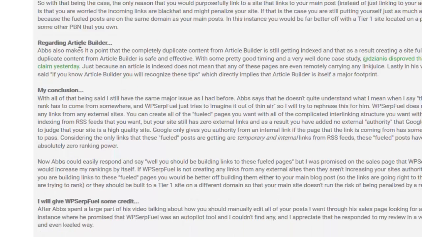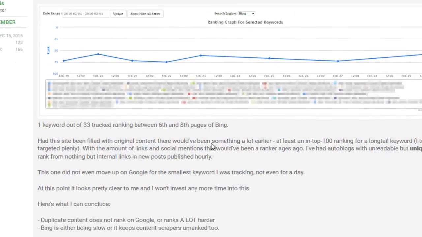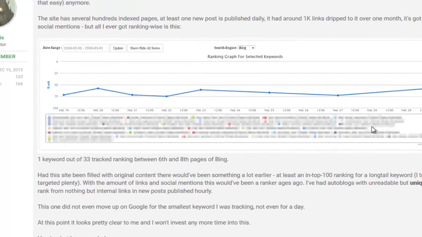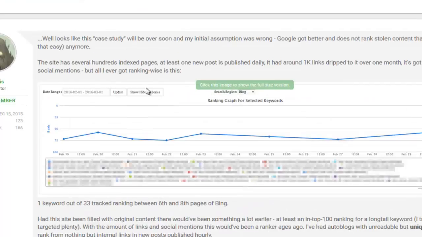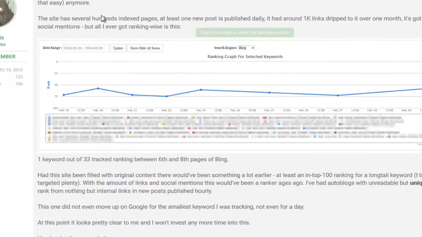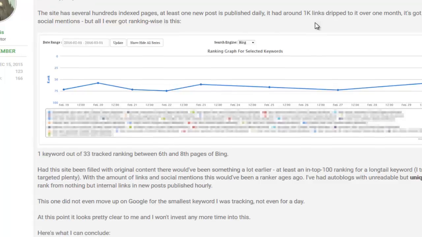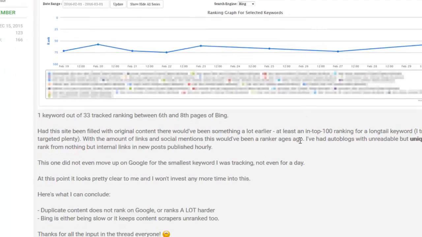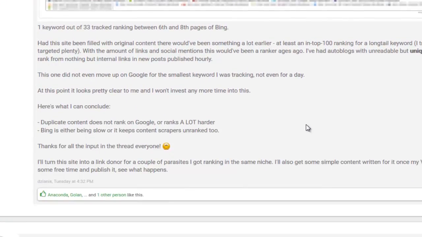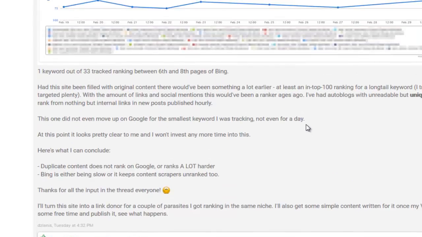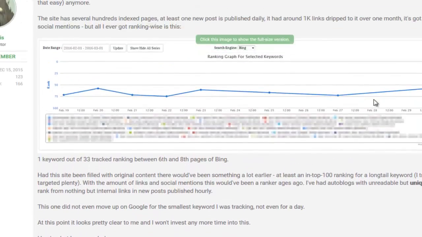Regarding Article Builder, I went ahead and actually looked at this as well. It talks about disproving my claim. All this is telling me here is that this website used duplicate content, and I don't know if it was from Article Builder or wherever this content was from. I didn't really pay attention to that. But what it does say is that it had thousands of pages indexed in Google, but it's hardly getting any traffic. Now, I'm not worried about traffic.